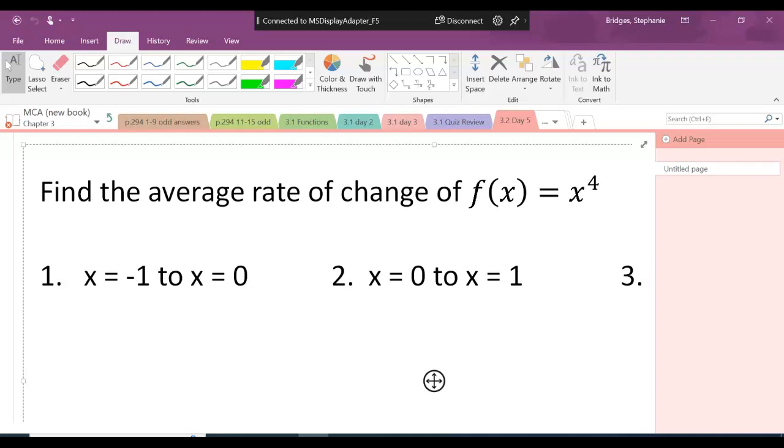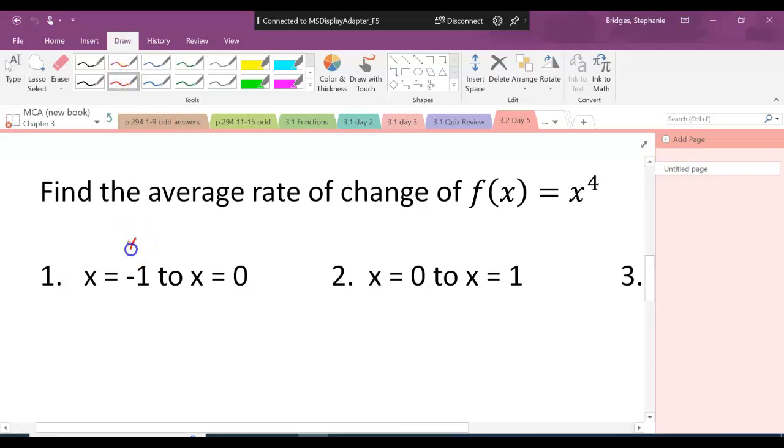Now, because this is a fraction, sometimes they work out to be whole numbers, sometimes they don't. You can just leave them in fraction form as long as they're completely simplified. So we are finding the average rate of change for f of x equals x to the fourth. And starting with number 1, I have two x values. I have -1 and I have 0.